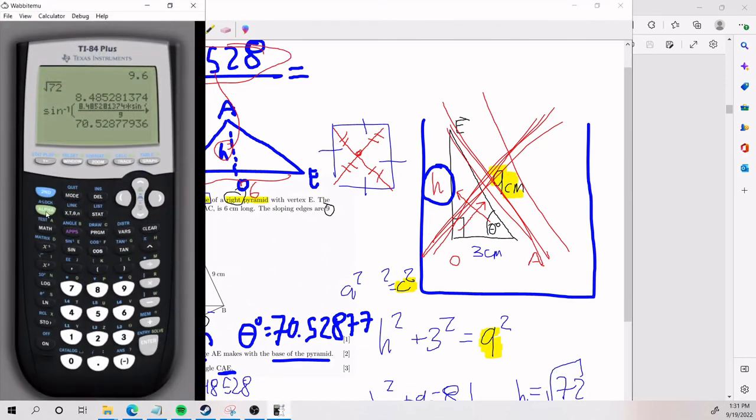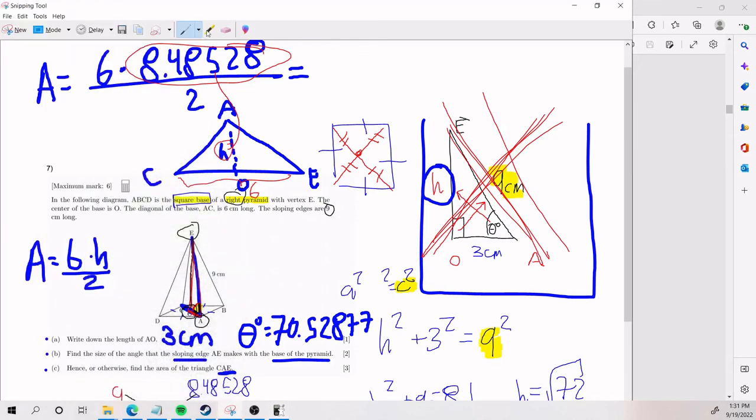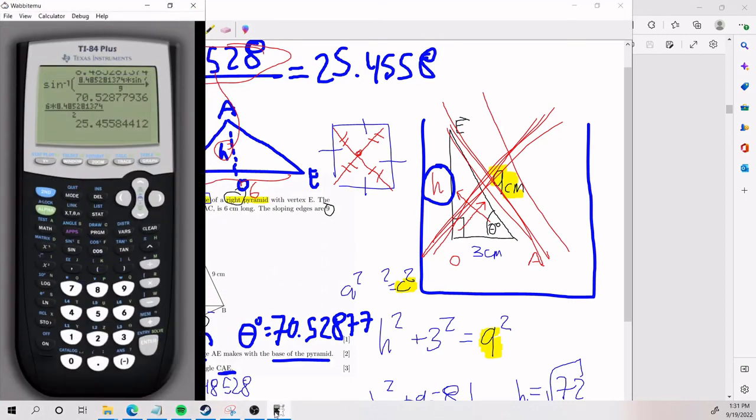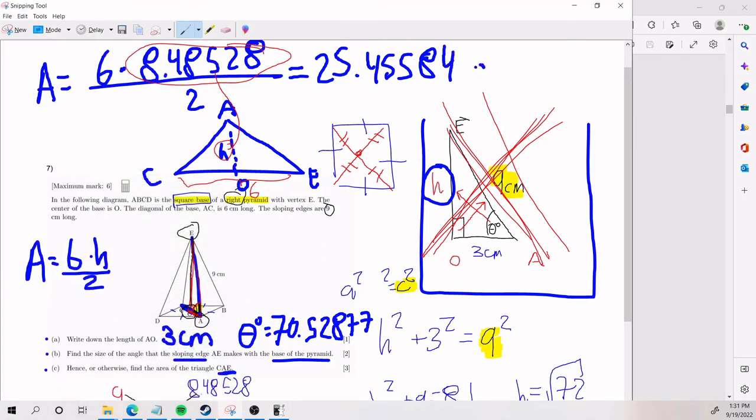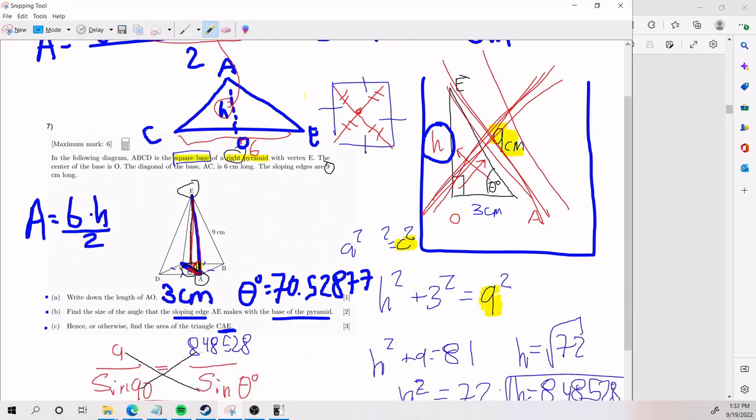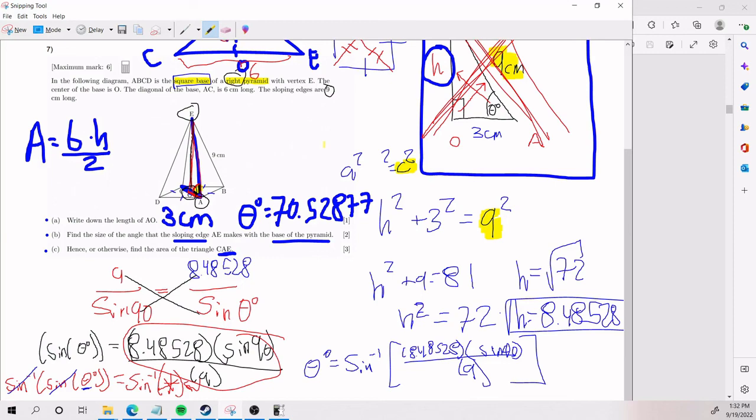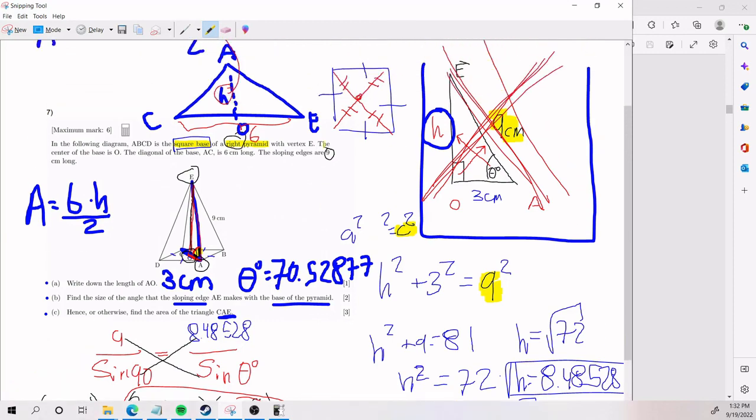Let's check what the calculator gives us. Base times height divided by 2, 25.455. Let's put a couple more just in case. Centimeters squared. Do not forget the units. That is very important. All right, so that is part A, that is part B, that is part C. That is how you solve this problem.